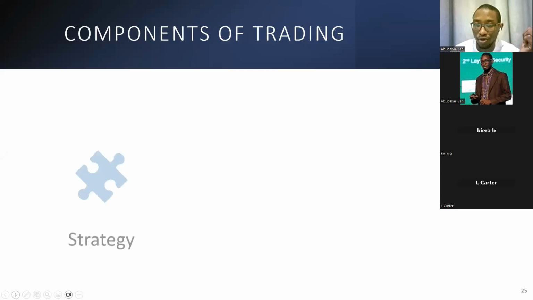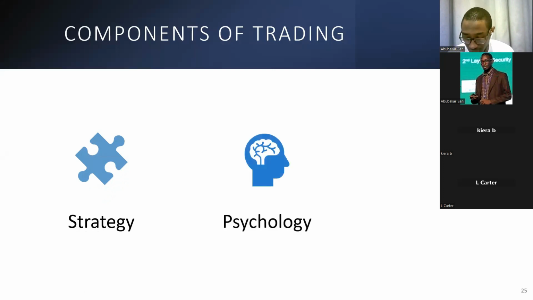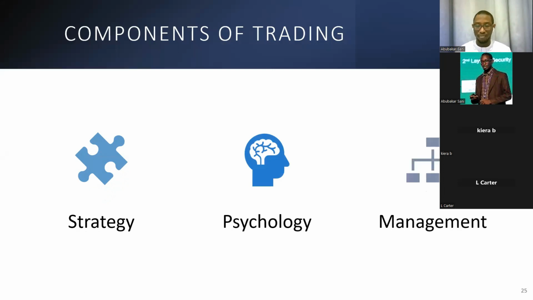All right. So whenever we are building a trading strategy or trading bots, or when you look at trading in general, there are three things involved. First of all, there is the strategy, then you have the psychology, and then you have the management. The strategy involves the processes you follow to enter a trade or to get out of a trade. The psychology is your emotional state when making the trade, whereas the management is how you handle your money.